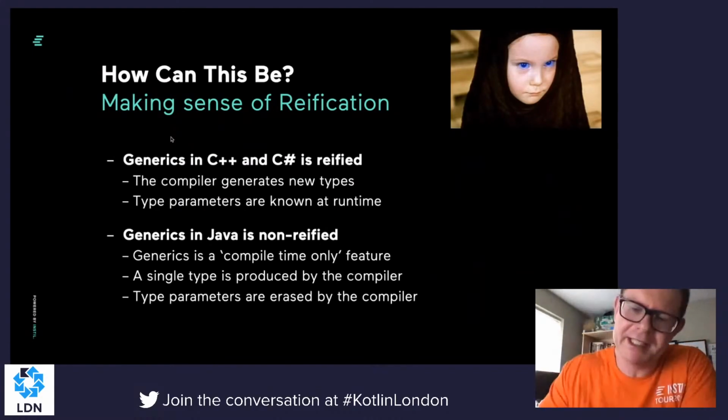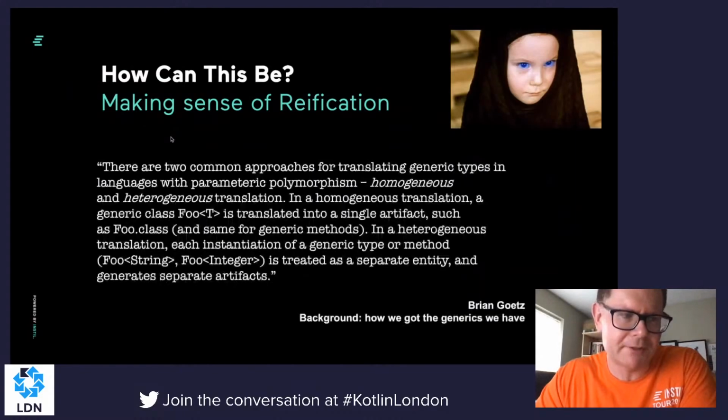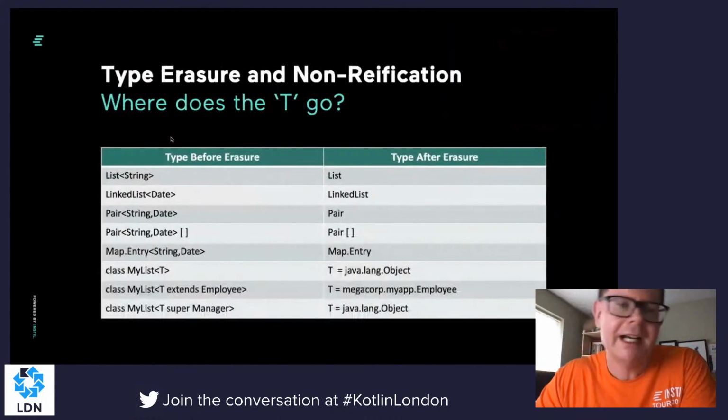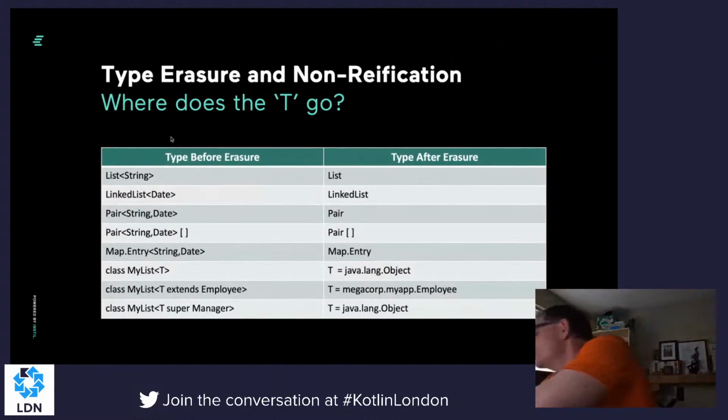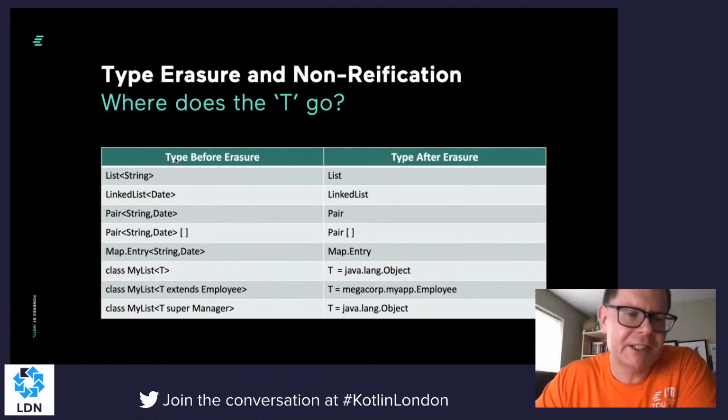Well, this is the other thing that you need to understand if you're going to make sense of generics on the JVM. So non-reified means that it's compile time only. In other words, the information that you're providing using the type parameters is used by the compiler and then erased. So I'm sure you're all familiar with the term type erasure. So you use T, but T usually gets replaced with Object, unless you've used an upper bound, in which case it would get replaced with Employee and so on.